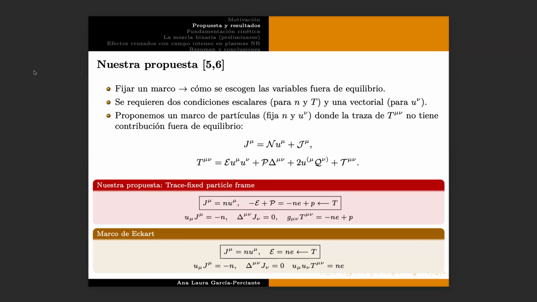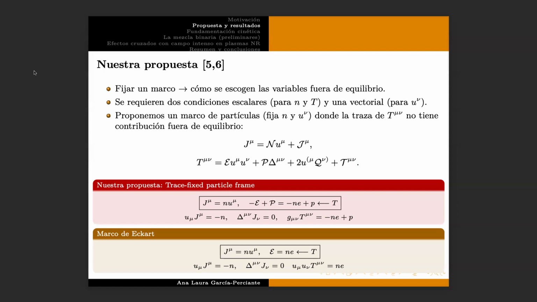And in order to define or to fix the temperature, we're going to take the trace of the energy momentum tensor. That's the trace fixed part. So the particle part frame corresponds to this equation, and the trace fixed to this equation over here. And these equations are mostly the same. We're just fixing the time part of the current to minus N, the orthogonal part to 0, and the trace is going to always be the one given by the equilibrium case.